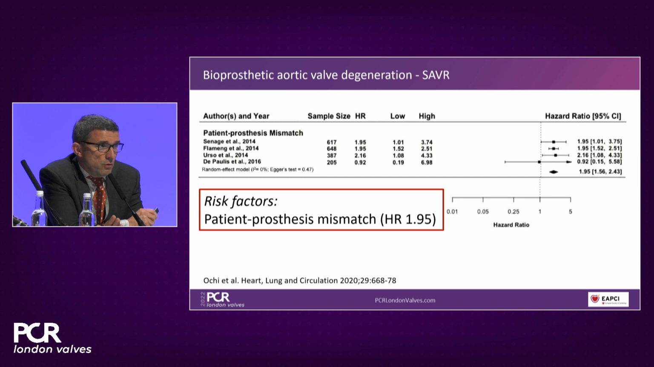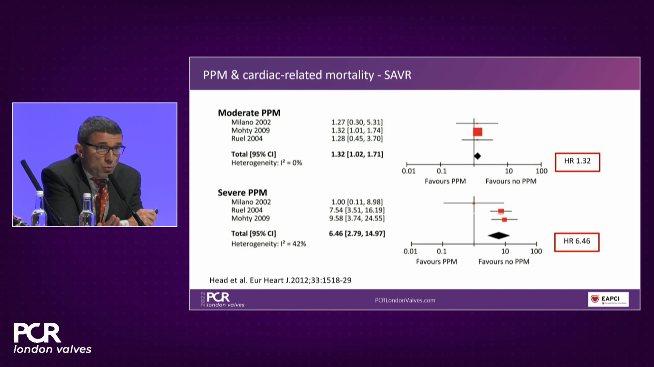Now, we also know from the surgical data, and this, as you see from this, dates back over the last 8 years, that PPM is associated with premature valve degeneration. So clearly we want to avoid it. And equally, we know that if you have severe PPM, it's actually associated with cardiac mortality.